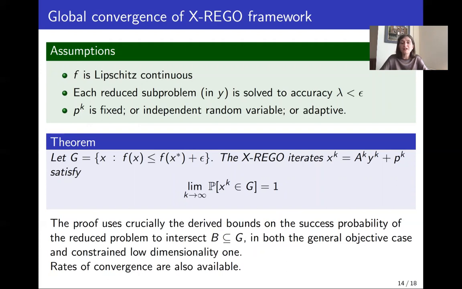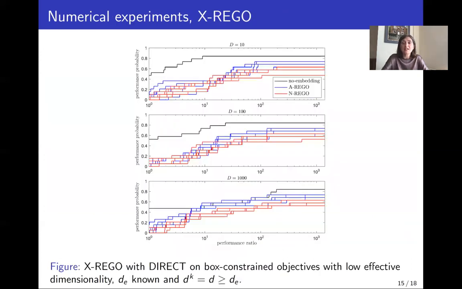This proof crucially relies on the probability of success that we derived for each of the reduced subproblems, both in the general objective case and in the special structure case of low effective dimensionality. We also have some rates of convergence. Some numerical experiments very briefly.